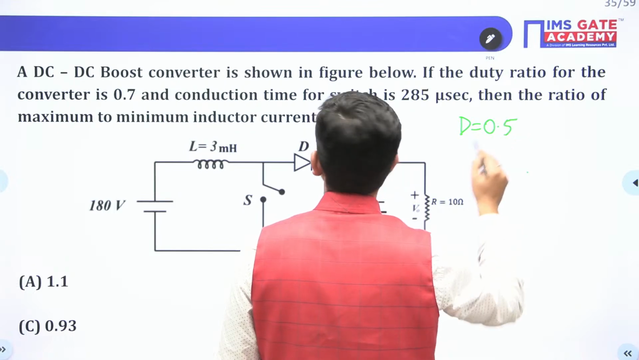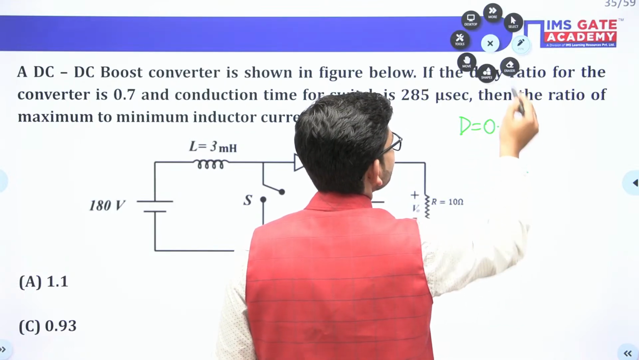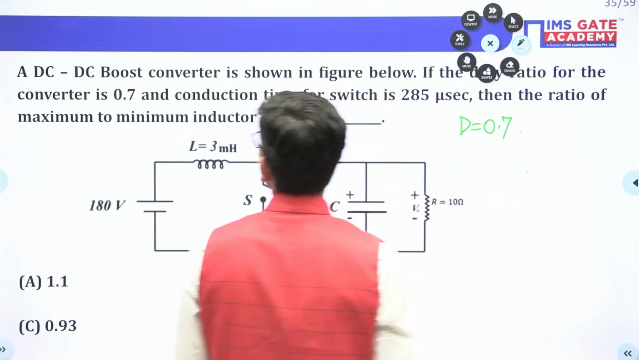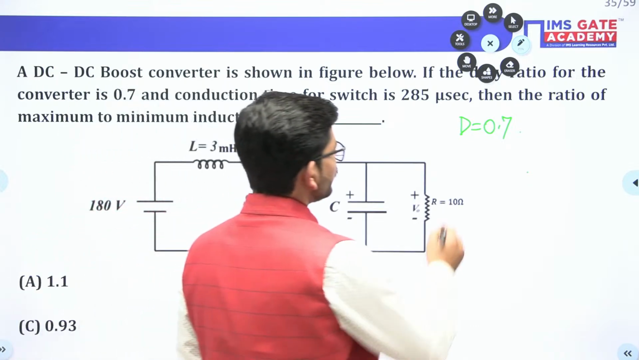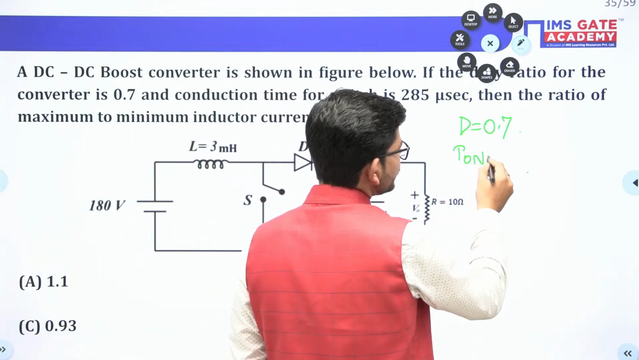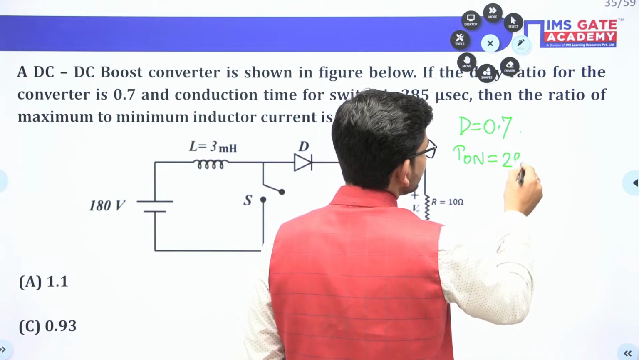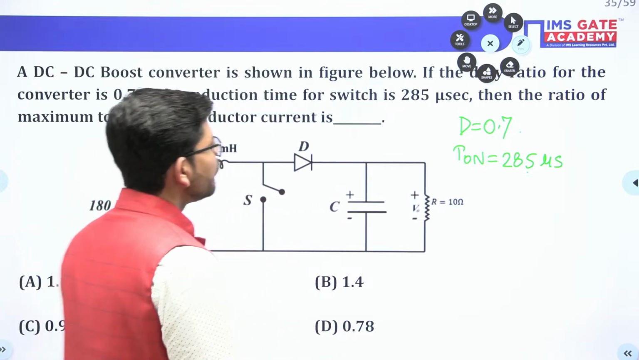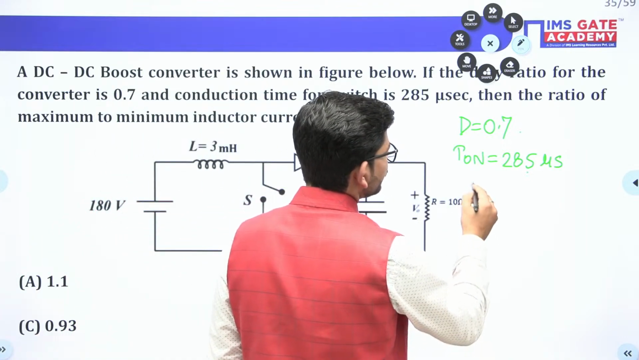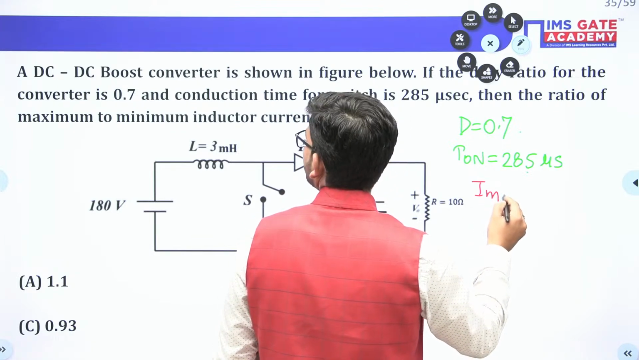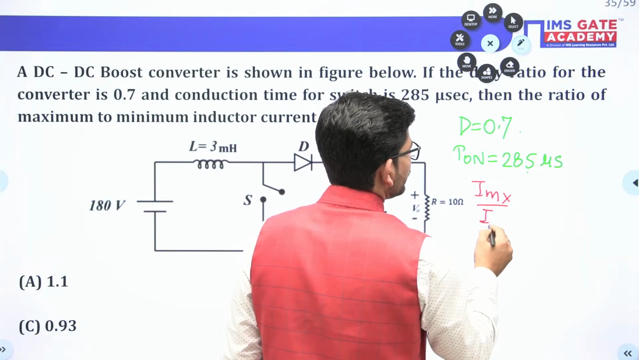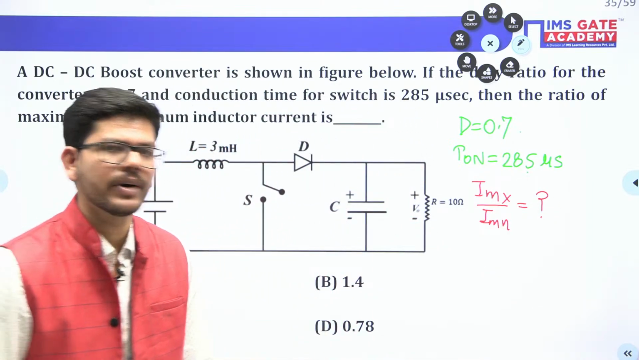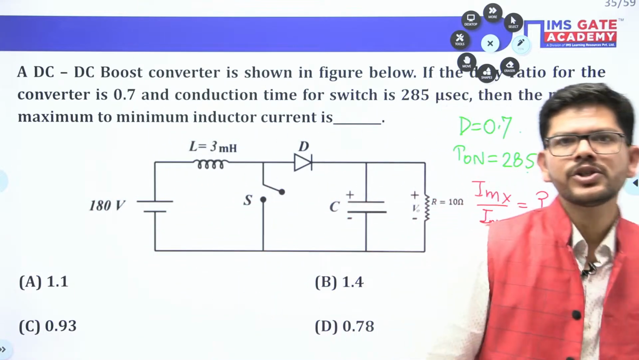It is 0.5. Oh, again I am making the same mistake. It is 0.7, okay? So the duty ratio is 0.7 and the conduction time for the switch, T on, is given, and that is 285 microseconds. Then we have to calculate the ratio of maximum to minimum current, the Imax upon Imin ratio.